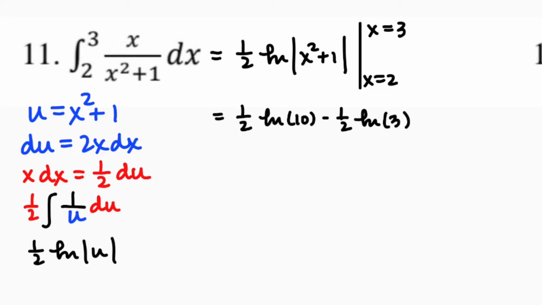That's not true. It's 5, not 3. Okay, and if you wanted to, you could simplify this using a log property. 1/2 of the log of 10 divided by 5, which would be 2, natural log of 2. But you don't necessarily have to do that, and you don't ever have to simplify with log properties in AP Calculus anymore.